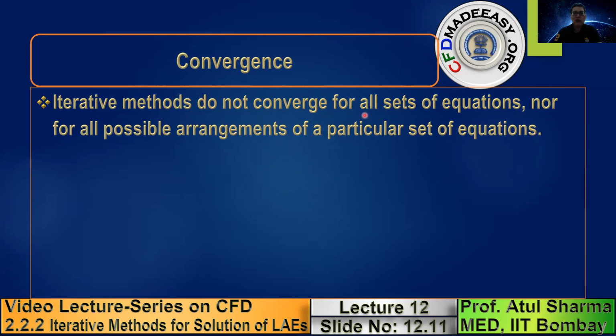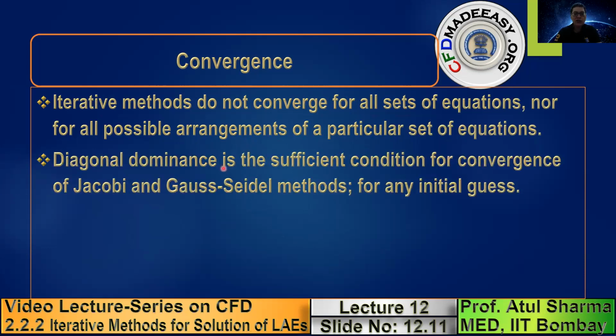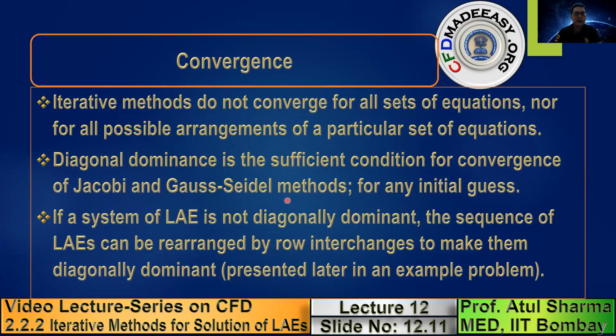Iterative methods do not converge for all sets of equations, nor for all possible arrangements of particular sets of equations. So convergence is not guaranteed in any iterative method. If you ensure diagonal dominance, then convergence is guaranteed. So diagonal dominance is a sufficient condition for convergence of Jacobi and Gauss-Seidel iteration for any initial guess. If the system of linear equations is not diagonally dominant, the sequence of LAEs can be rearranged by row interchanges to make them diagonally dominant. What is meant by this? This will be clear through an example problem which I'll present later.